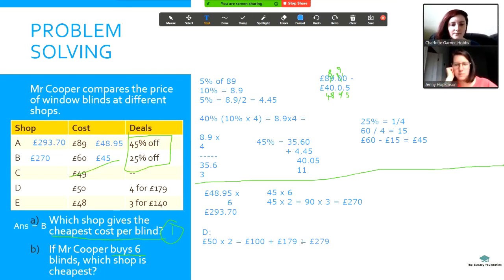£279 there. So that is really worthwhile knowing, actually, because we can see that we've got something sandwiched between A and B in this instance. And once again, I'm going to write it down over here just to make sure I've not lost track. For E, so I can see I've got 3 blinds for £140. So what would that mean for 6 blinds? So 6 must be double it, 280.